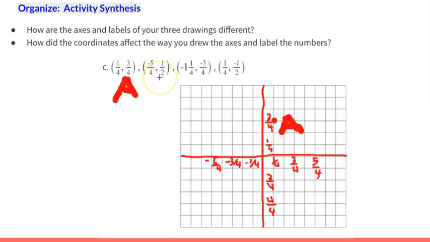What about this one? Negative 5/4, 1/2. Which quadrant? Yeah, it's going to end up in the second quadrant, right? So if I go over to the negative 5/4 and I go up 1/2, which is 2/4, that should be there.